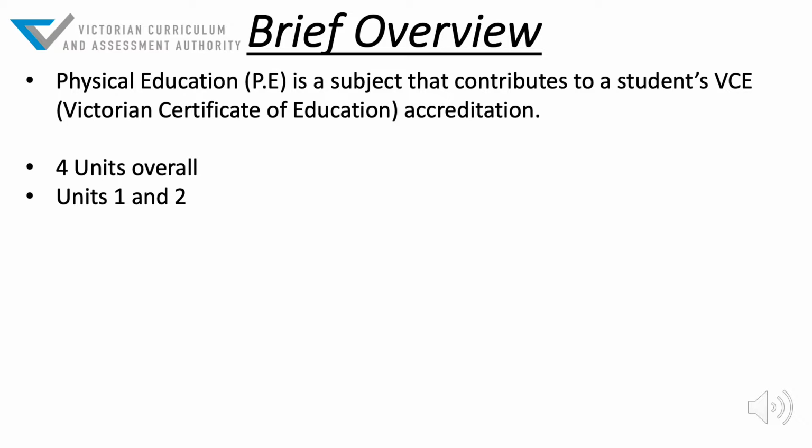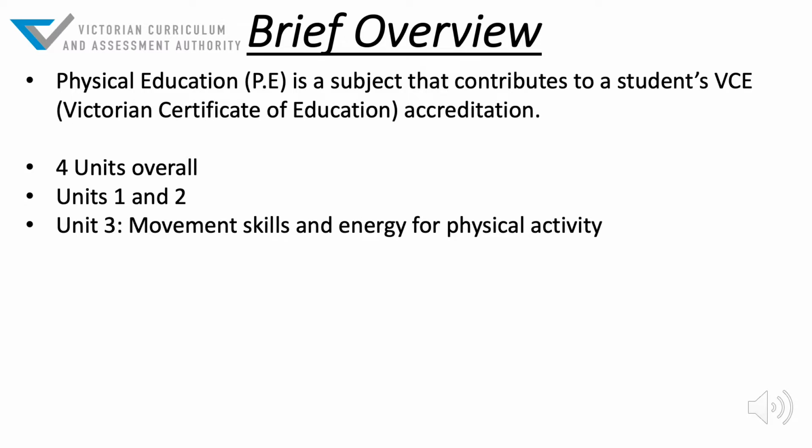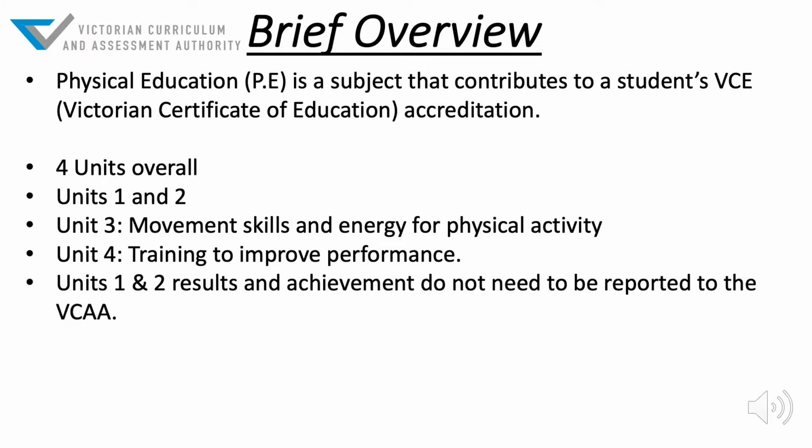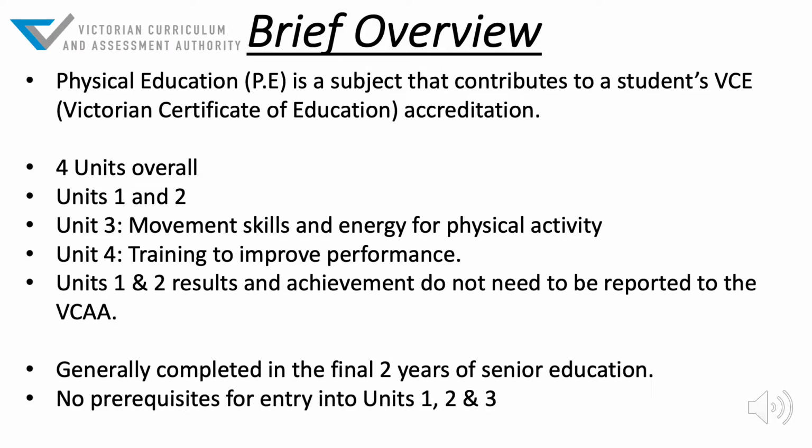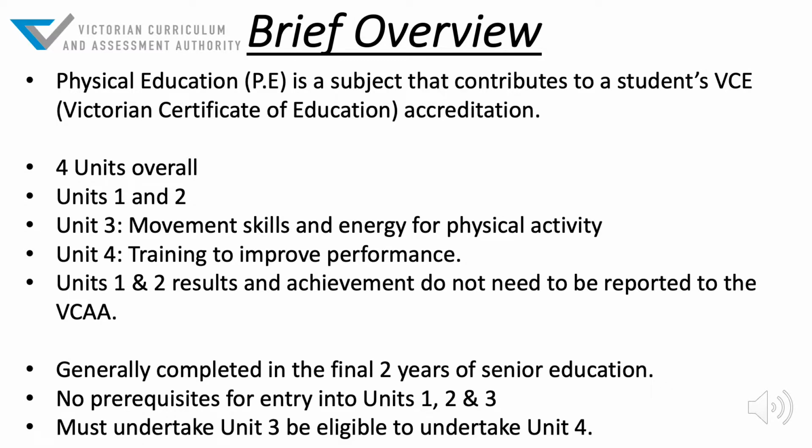However, for your information, Unit 3 is called Movement Skills and Energy for Physical Activity. Unit 4, Training to Improve Performance. Units 1 and 2 results and achievement do not need to be reported to the VCAA and are therefore not important. Generally, Units 1, 2, 3 and 4 are completed in the final 2 years of education. There are no prerequisites for entry into Units 1, 2 and 3, which means you can join at any time. However, you must undertake Unit 3 to be eligible to undertake Unit 4.